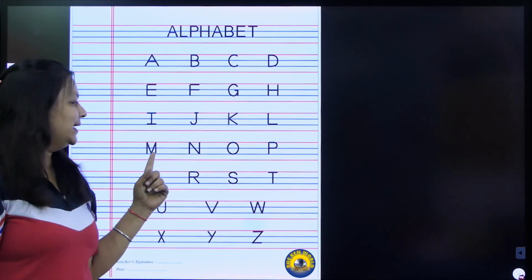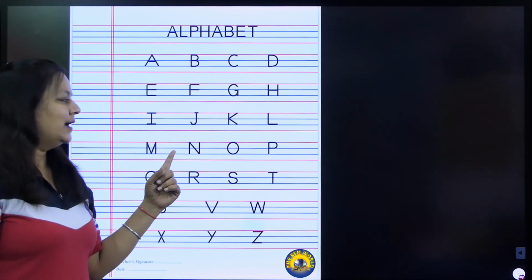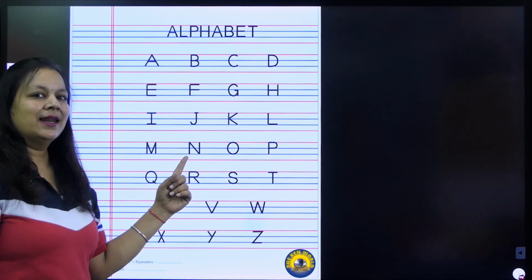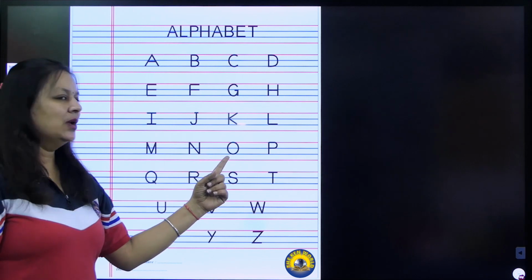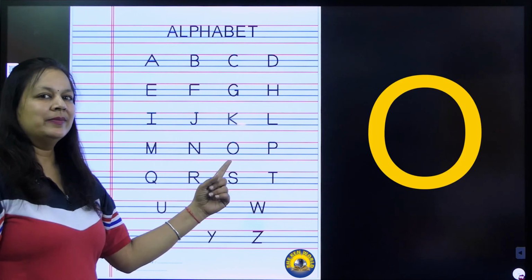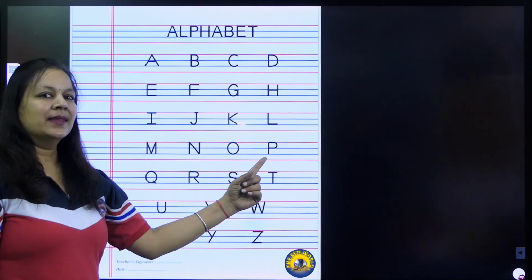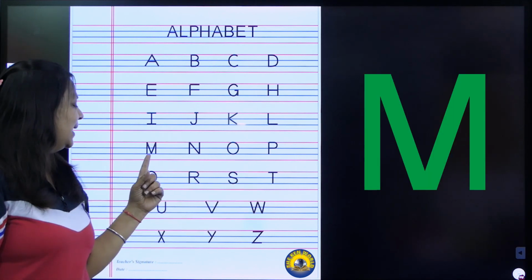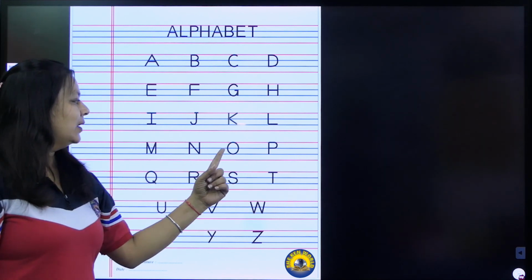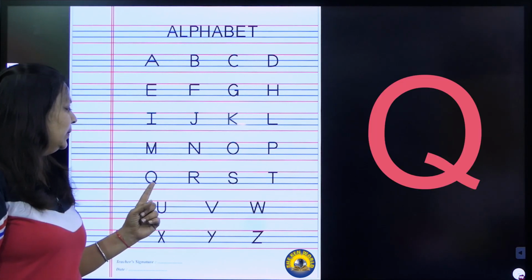Let's proceed to our next letter. That is M. After M, it's N. The next letter is O. O. The next letter is P. P. Let's revise. M, N, O, P. The next letter is Q.